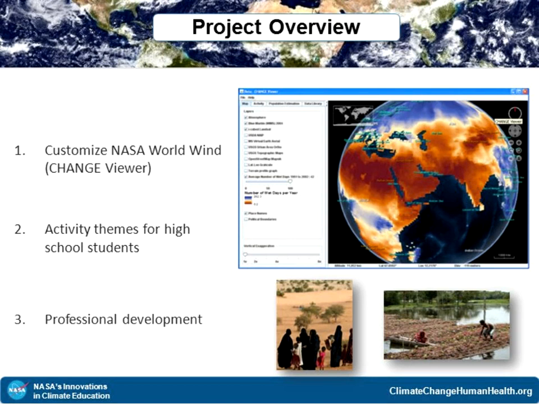So looking at some of those health questions that we were asking, and these patterns, where are they occurring across the globe? Our project is composed of three major components. One, which I'll talk about a little more in a second, is a change viewer. It's a customized NASA Whirlwind tool, and for our project, it's the change viewer. Another thing, to help educators and students use the change viewers, we're developing activities specifically for high school students, but in this process we've had middle school and college students also trying out some of these activities.